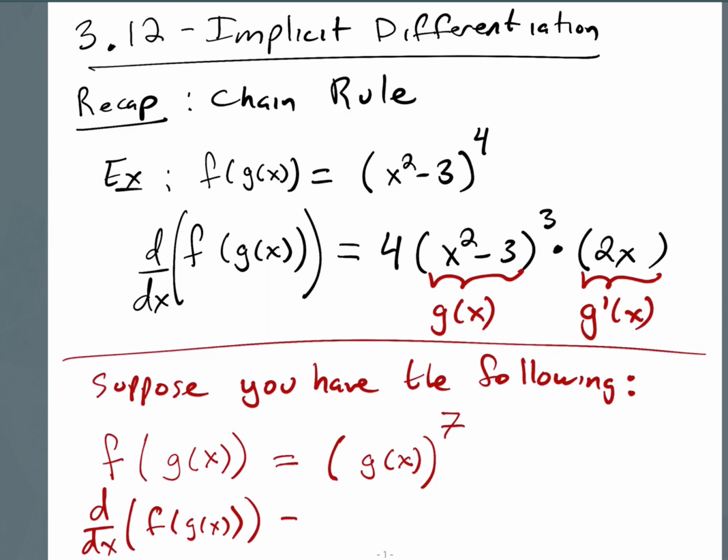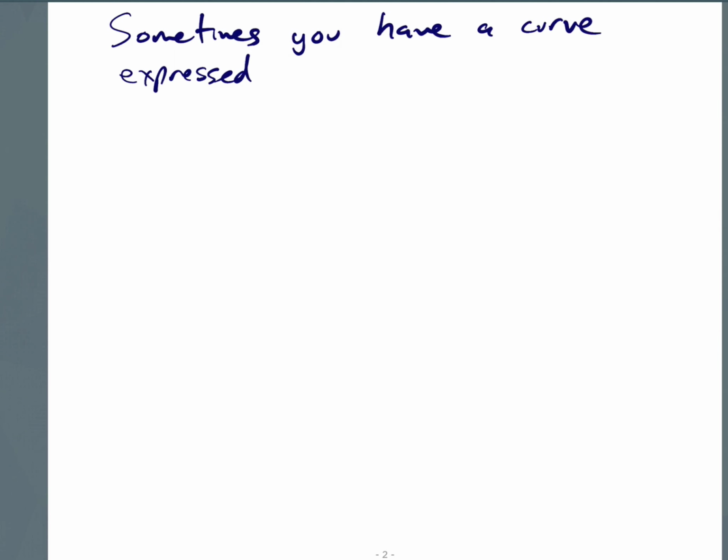There are a lot of parentheses here, but what would the derivative be? 7 g of x to the 6th, times g prime of x. Notice that just because I don't know what the function is doesn't mean I can't still find an expression that describes the derivative. That's basically what implicit differentiation is. Sometimes you have a curve expressed implicitly.